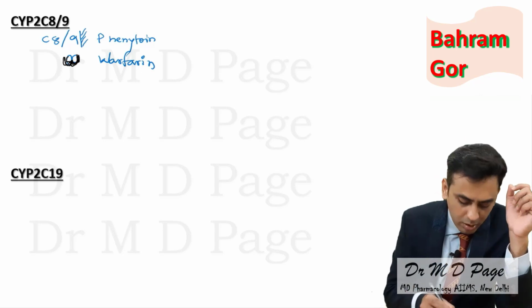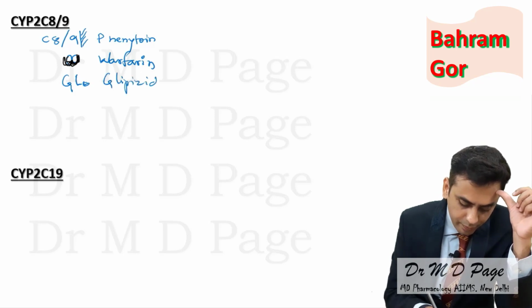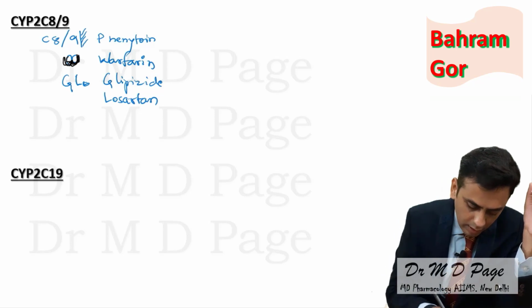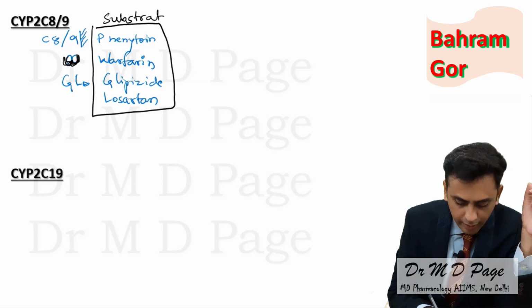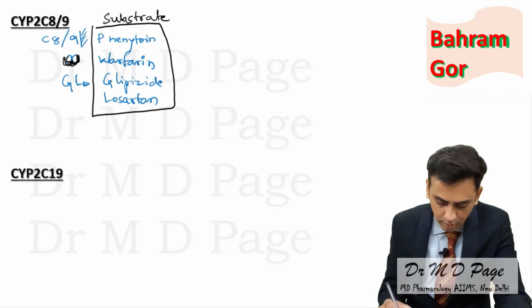If you want to remember more, you can remember this GLO, which is glipizide and losartan. So these are the substrates of CYP2C8 or 9, CYP2C9. Inducer and inhibitor, again you can use the same.